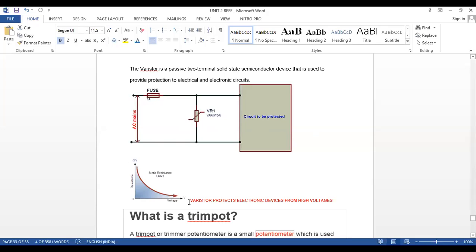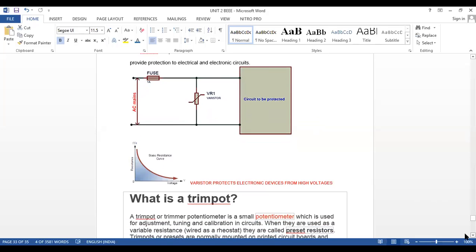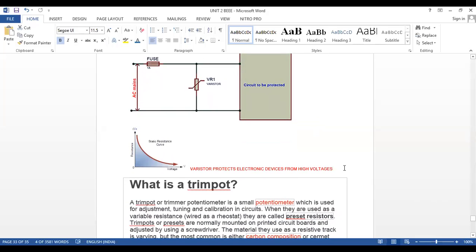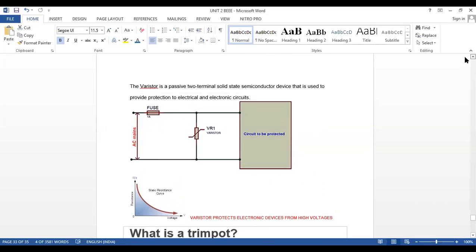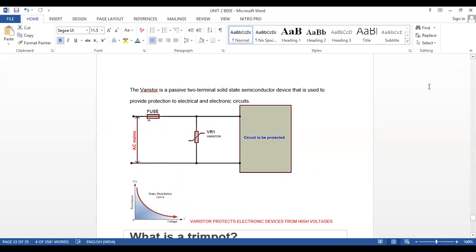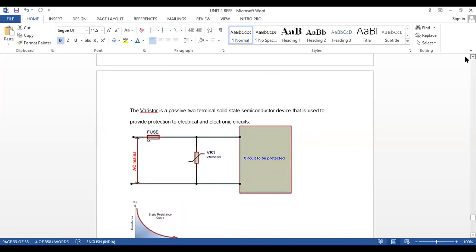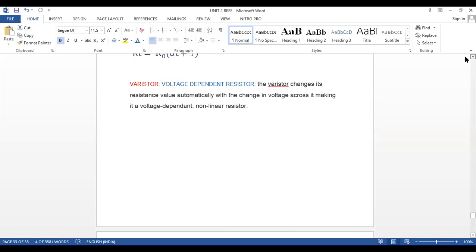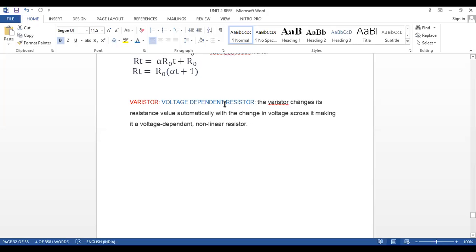So here we have written one word. What is this simple word here? Varistor protects electronic devices from high voltages. That is a point we are supposed to write. So how does it work? Okay, how it works we discuss here. So whenever high voltage, here we explain the varistor, voltage dependent resistor. Voltage means that from our switchboard we get the voltage. How will the varistor work? How will it provide the constant voltage?